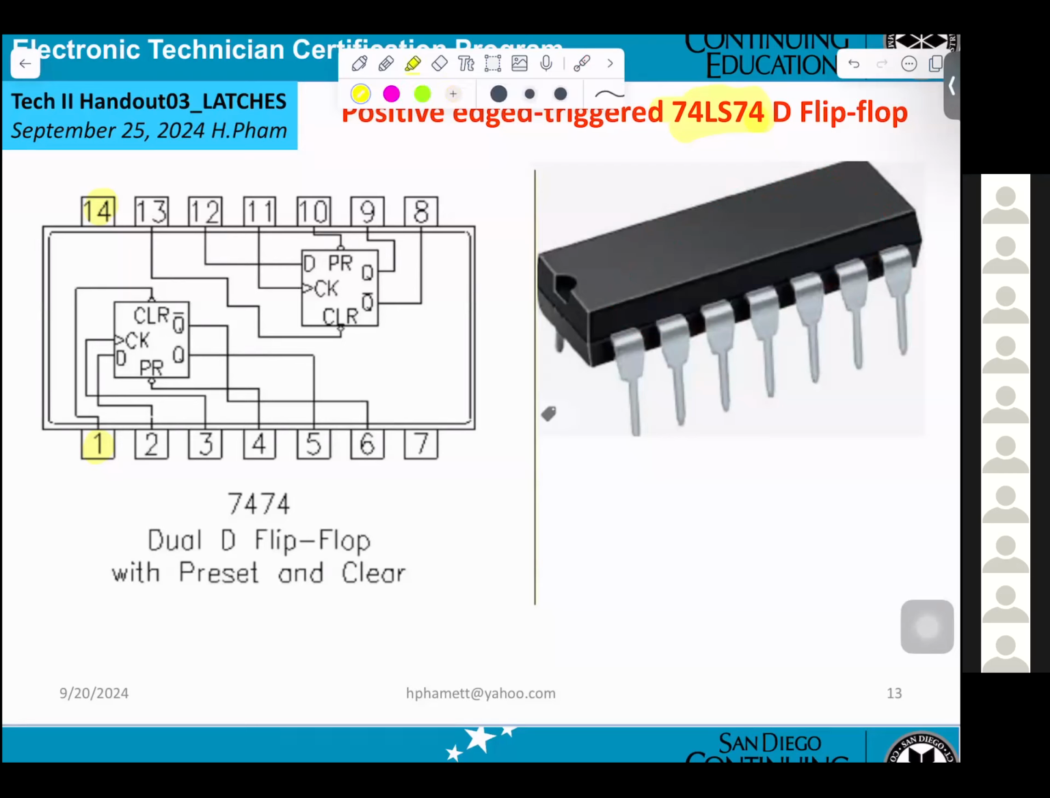Okay, now you can see the first one here, the second one here. And they already tell you what pin 1, pin 2, pin 3, pin 4, whatever. That's for the 74. Now when you see 74, they can be the same.